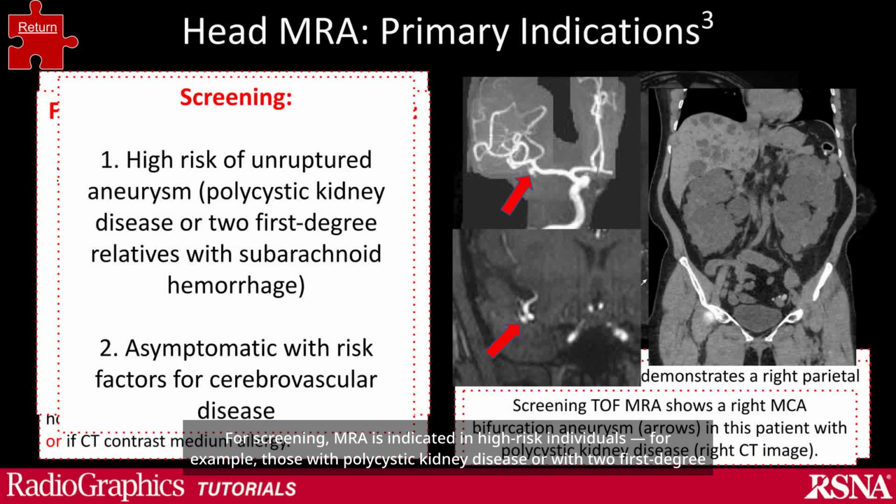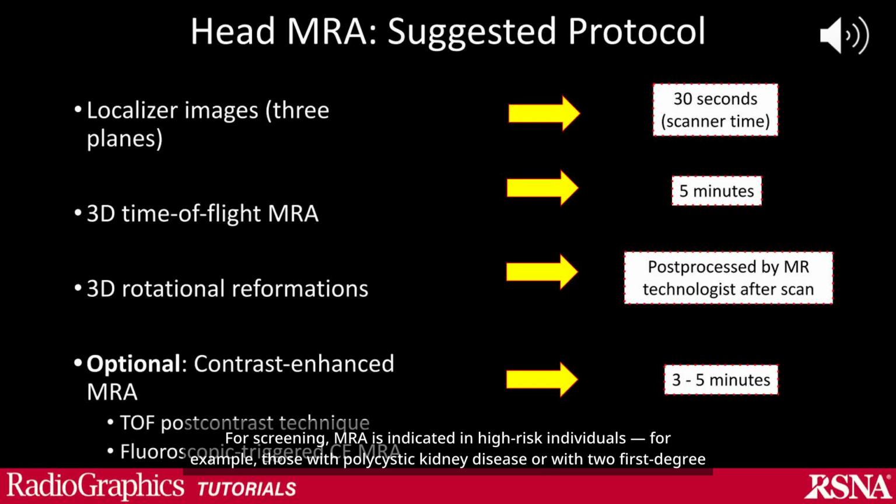For screening, MRA is indicated in high-risk individuals, for example, those with polycystic kidney disease or with 2 first-degree relatives who suffered subarachnoid hemorrhage. It is also used in asymptomatic patients with significant risk factors for cerebrovascular disease. Clinical examples include a patient with acute TIA symptoms and MCA narrowing on TOF, or another with polycystic kidney disease, and an incidental MCA aneurysm detected on screening MRA.